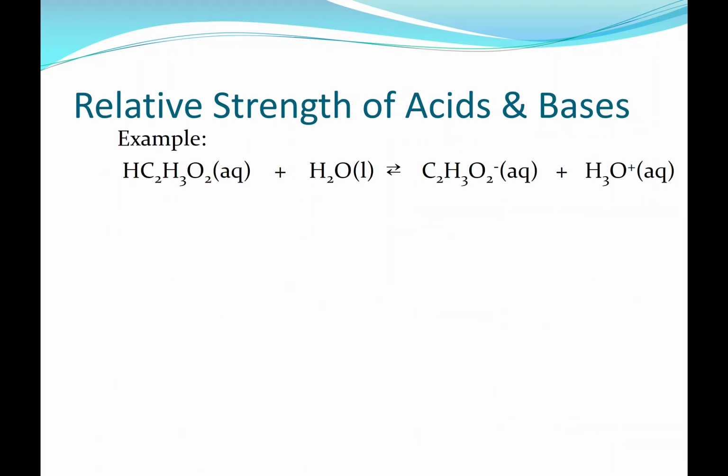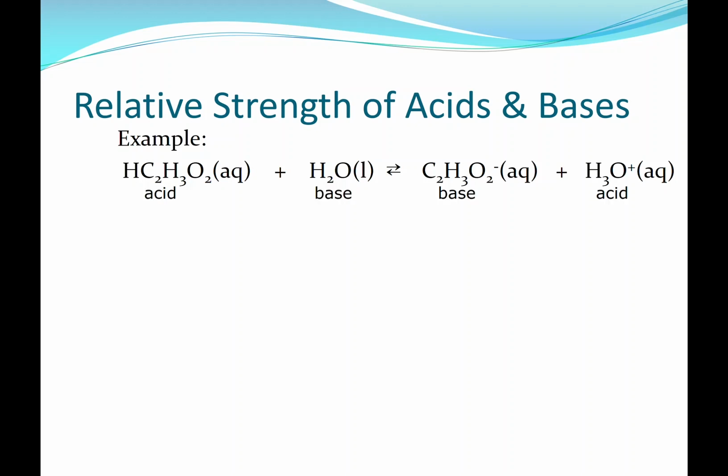So for example, if we look at acetic acid in water, again, we're going to compare it to water in this case. If we put acetic acid in water, we know from first semester that acetic acid is what we would define as a weak acid. And so when we put acetic acid into water, we get some of the acetate ion, but mostly it stays in the acetic acid molecular form. So mostly we have reactants as we look at this equilibrium reaction.